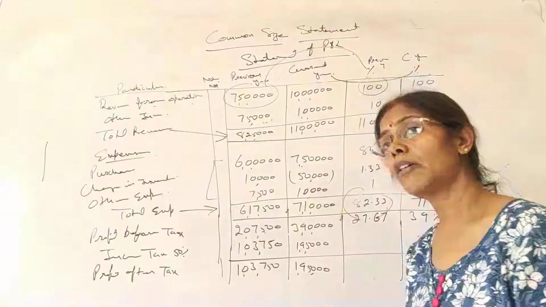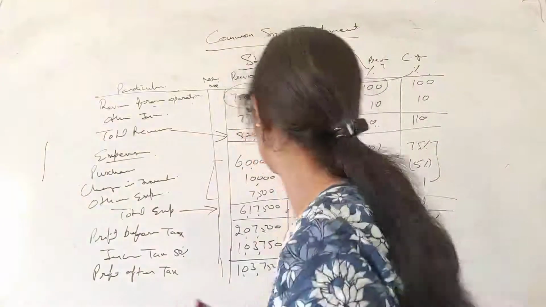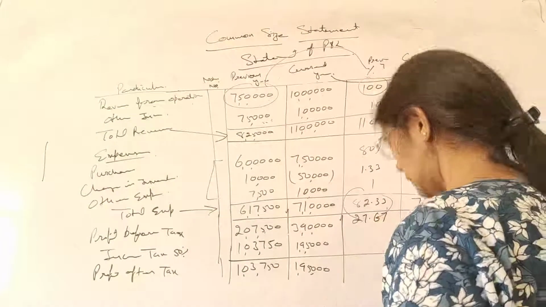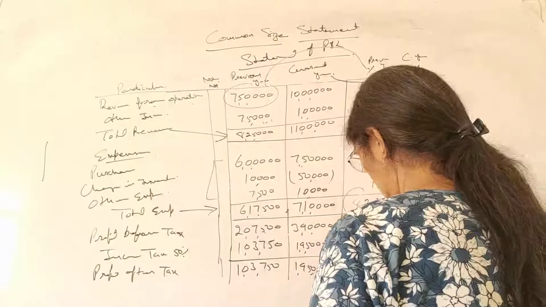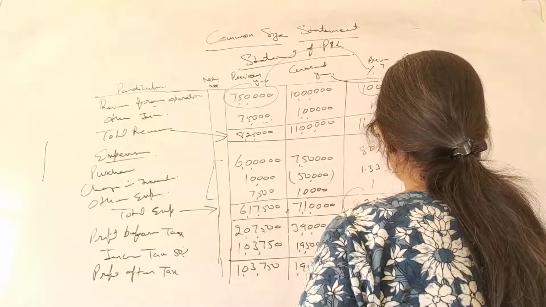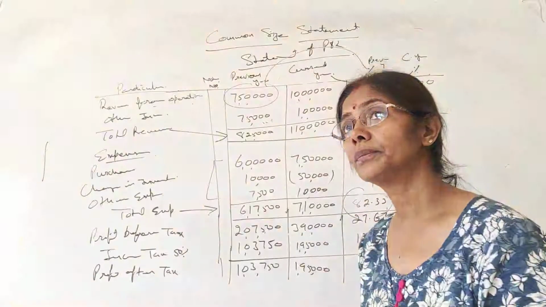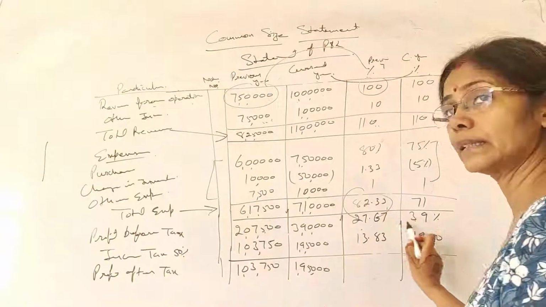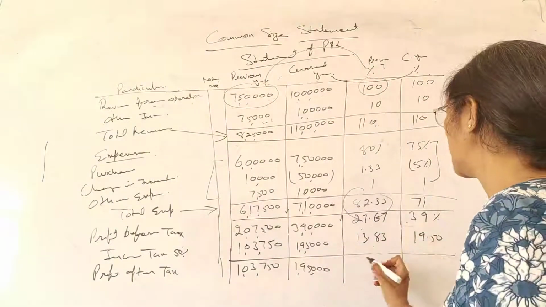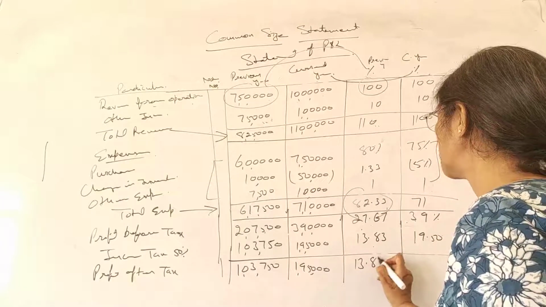Okay. Now 50% of the tax you are paying, reduce 50% of this. This comes 13.83 and this is 19.50. All right. So this was your profit before tax, 50% tax you have paid, and this is your profit after tax.